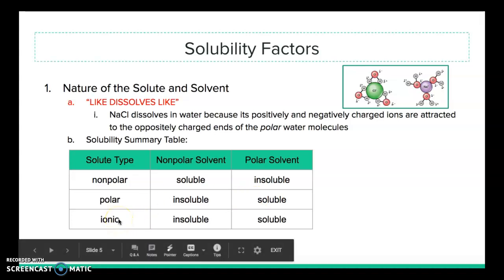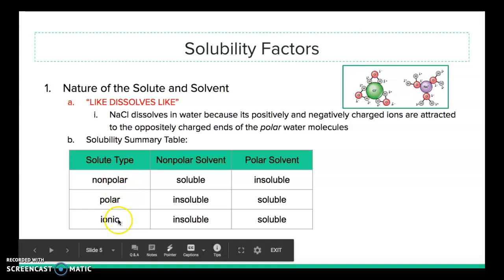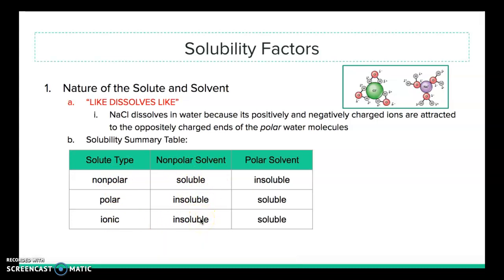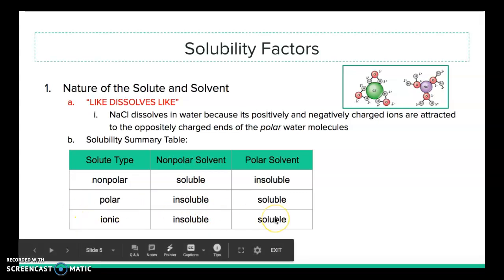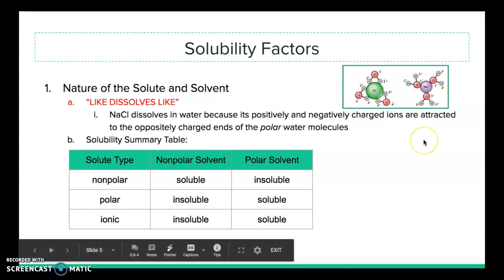We have to remember that ionic compounds act very similar to polar compounds. So they're going to have similar properties, and they're going to fall under a like dissolves like category. So if we have an ionic solute and a nonpolar solvent, those will be insoluble because they do not have similar properties. If we have an ionic solute and a polar solvent, because those have similar properties, we will see a soluble solution, which brings me to the example of salt in water that I talked about earlier.